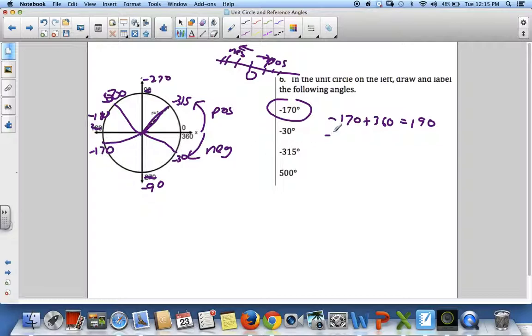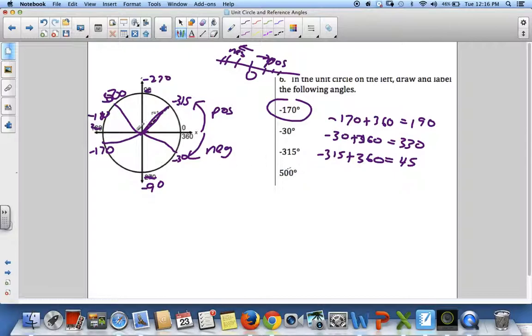And the same way, I can say negative 30 plus 360 is 330 degrees. So if I go around this way, 90, 180, 270, 360, 330 is right here, because there's 360. And the same way here, I could say negative 315 plus 360 gives me, what does that give me? It gives me 45. So it's the same thing as positive 45 degrees, which I know is right here. So that's another way to do this.